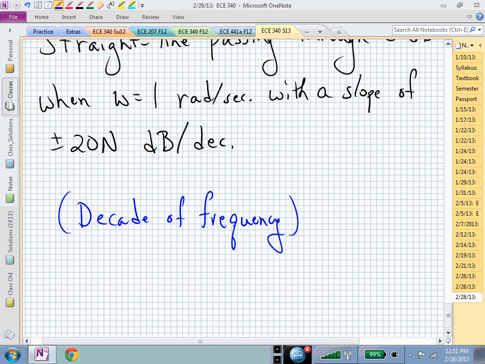What's a decade of frequency? What's a decade in time? 10 years. So a decade of frequency is a factor of 10. When we start talking about a decade, we're talking about a factor of 10 in frequency. If I said, oh, I'm at 2, go a decade beyond 2, you would be going up to 20. If I was now at 35 and I said go a decade beyond that, you would now be going up to 350. That's a decade change in frequency. So a decade of frequency is simply a factor of 10.